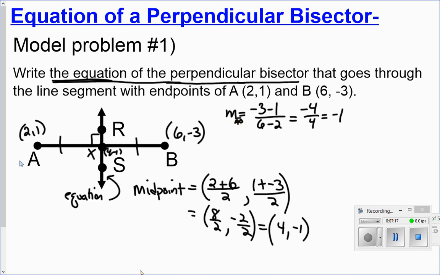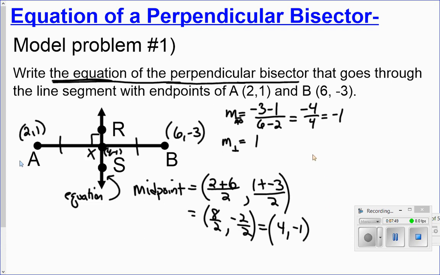But I want its opposite reciprocal. So if I take 1 and get the reciprocal, that still gives me 1. But if I change the sign, that's going to give me +1. So the slope of the perpendicular is +1. So now I have the slope that I want, and I have the point that the line's going to be going through. So I have all the information I need to come up with the equation for line RS, which is the perpendicular bisector of segment AB.